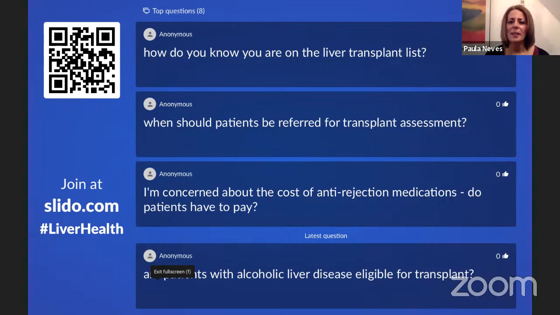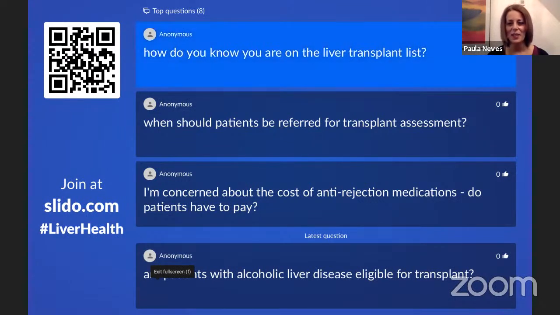Dr. Chandak, the question of how you know you're on the liver transplant list seems to be a question that comes up often. Could you talk a little bit about the criteria for being on that list? How do you know when you're off? How do you know when you're active? How long does it take to work your way up the list?